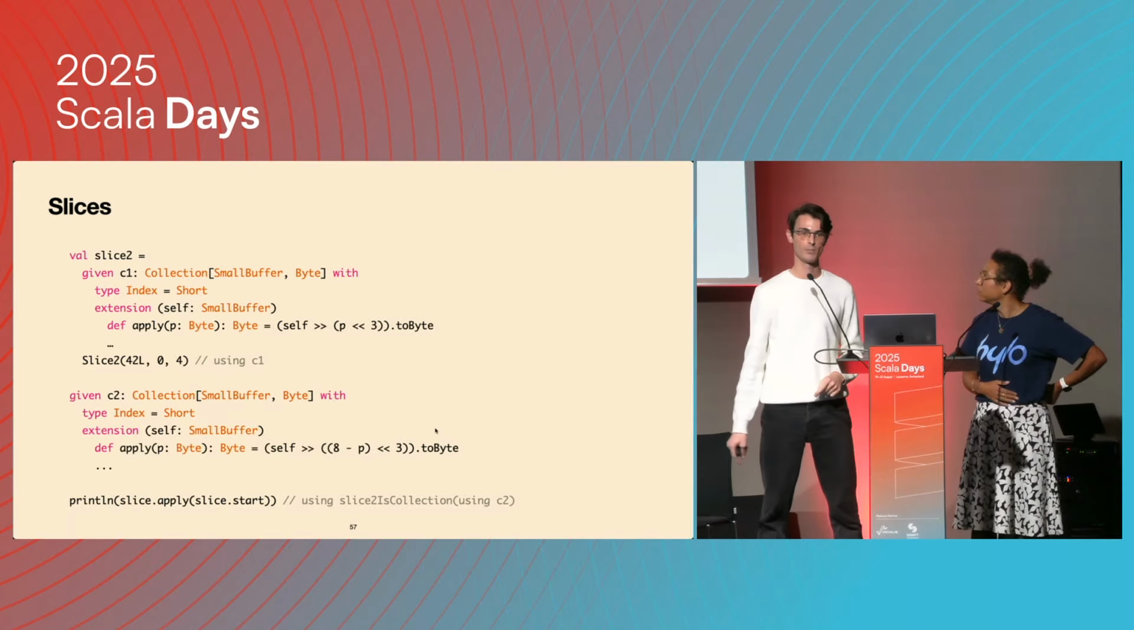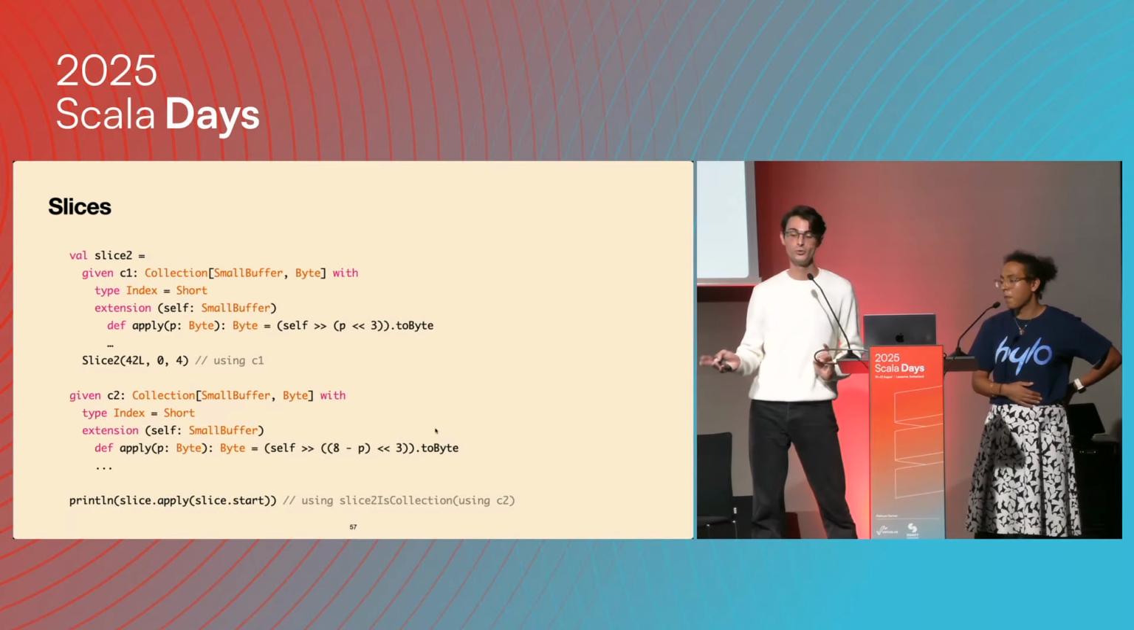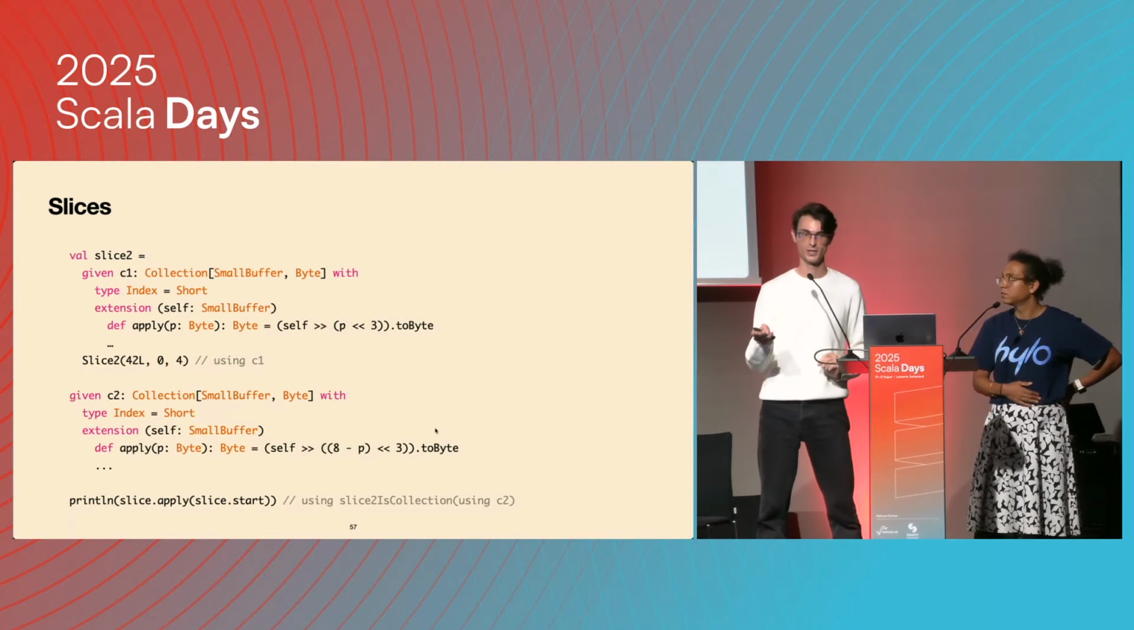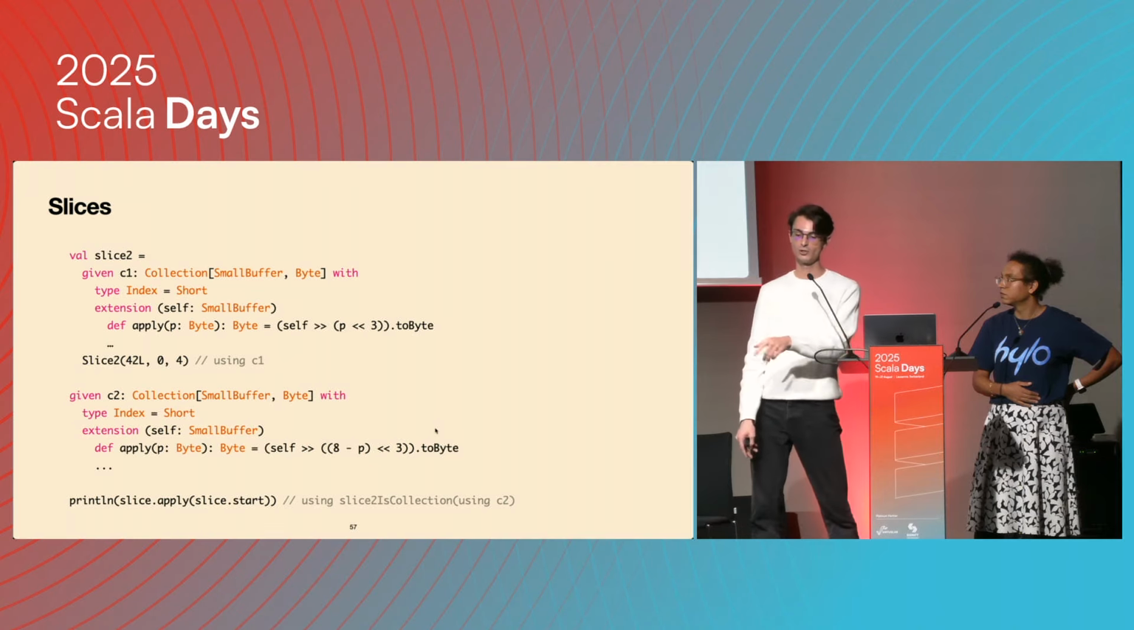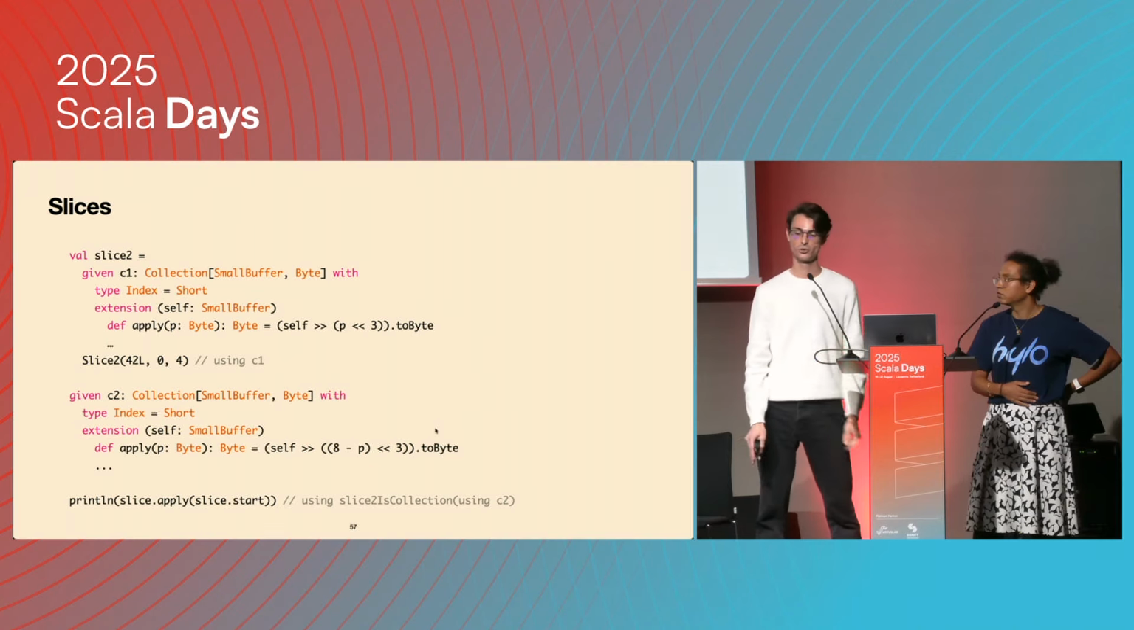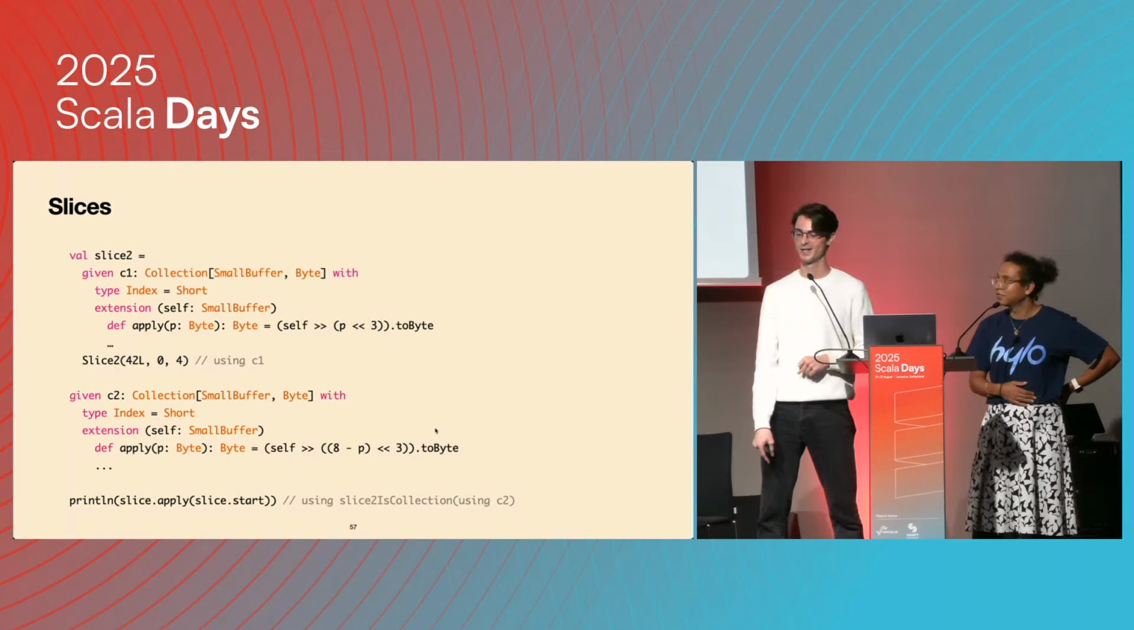So consider the same example as before, but now we happen to use the same type for the associated type index, both in the inner scope and the outer scope. But we may choose to not have the same implementation of the operations, for example, apply, which given an index returns an element of the collection. So for example, here we've decided to iterate over the bytes in the long from left to right or right to left. Who knows what this is doing, but different direction in both cases.